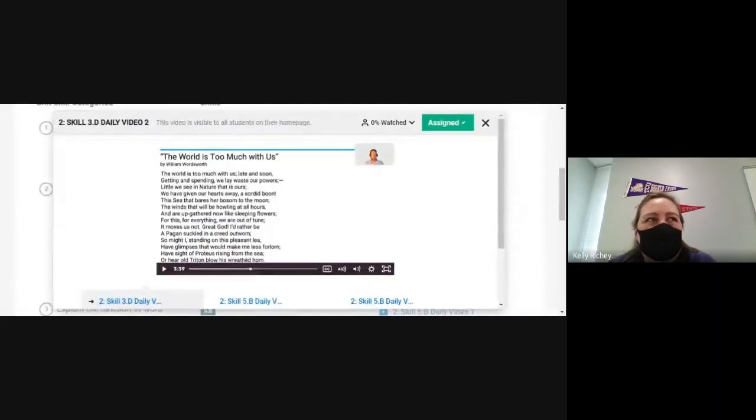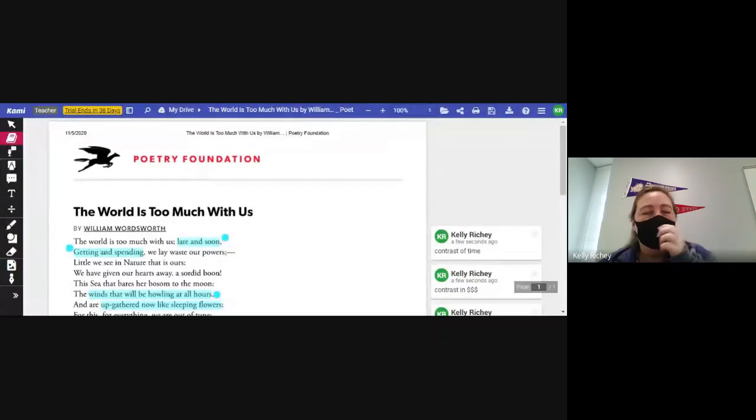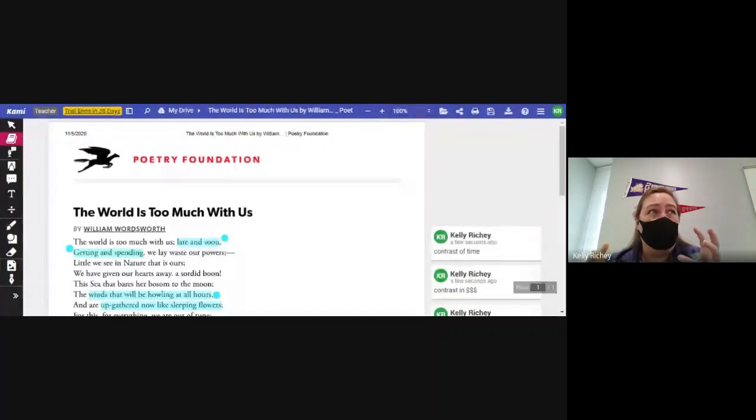What do you mean, contrast? Like how things are different. Are we comparing both of the poems? No, only in this poem, what things are different. Look at the first line: "The world is too much with us; late and soon." That's a contrast of time. Oh, late and soon. And "getting and spending," that's a contrast. Oh, I get it.